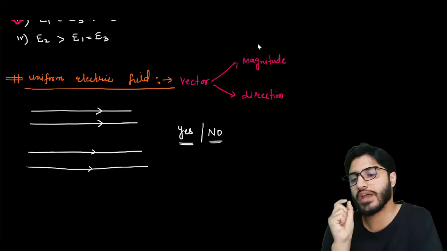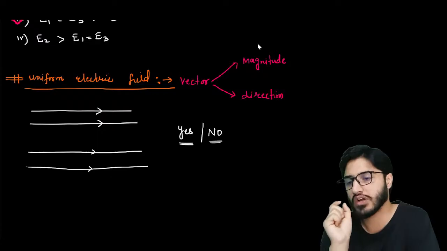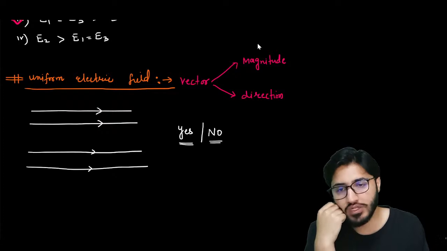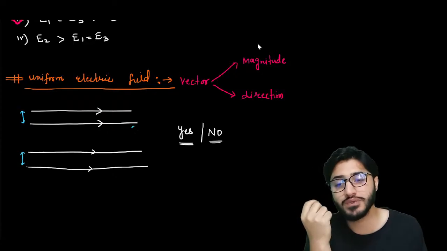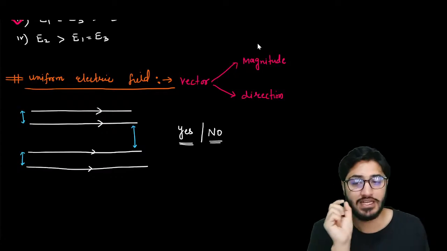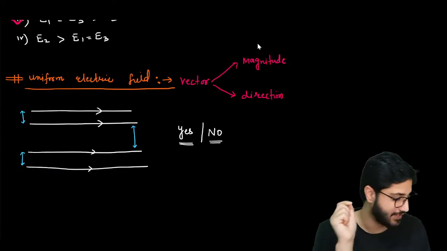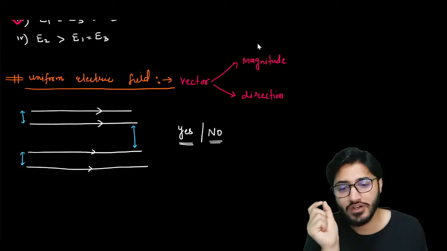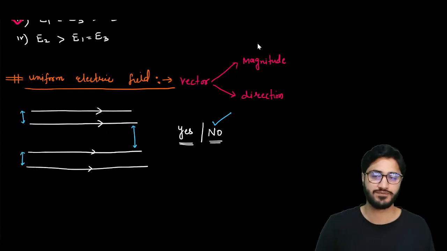Look, first of all, we have to see, do all these lines have the same direction? Yes, sir, all these lines have the same direction. But what about the magnitude? You can see between these two lines and between these two lines, the separation is the same. But what about this one? The separation is more. That means this particular diagram shows a non-uniform electric field. No, these lines don't show a uniform electric field.